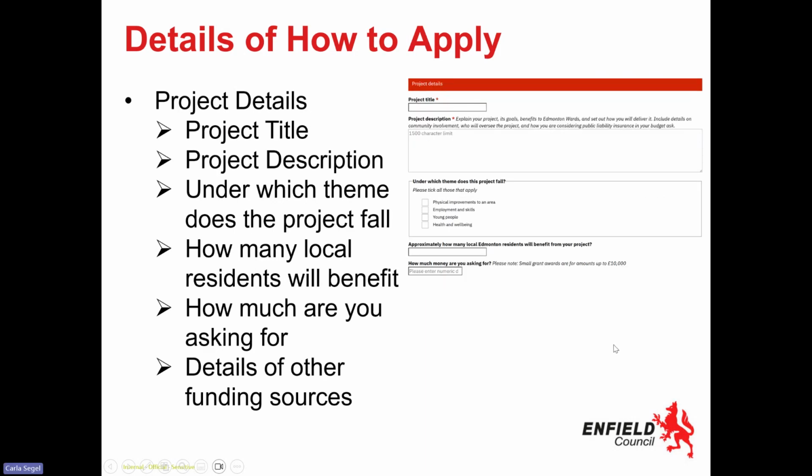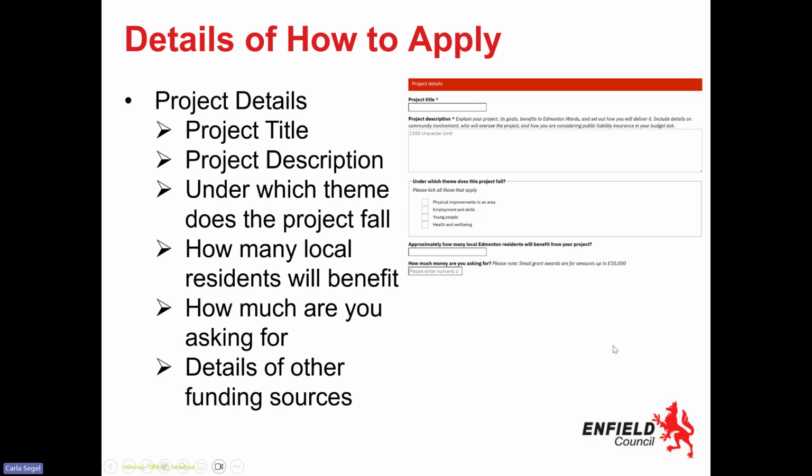In terms of the project then, what is the project that you are applying for? What is the title of the project, first of all, so we get an understanding in a brief summary of what it is you're hoping to achieve? What is the description of the project? So this is your opportunity to explain what the project is about, what you are hoping to achieve, where it will take place. Under which theme does the project fall?